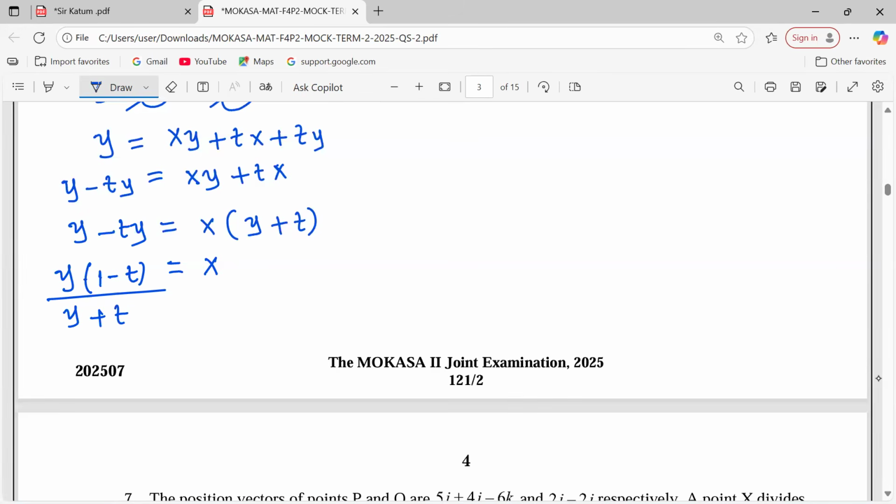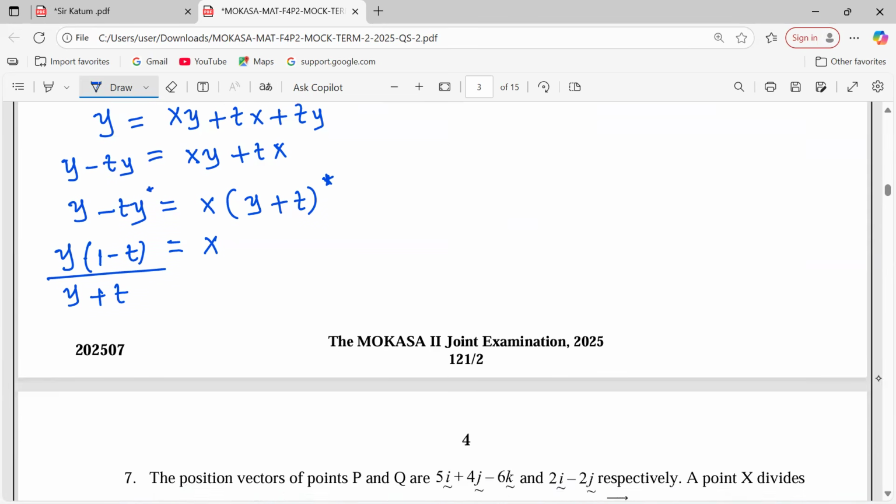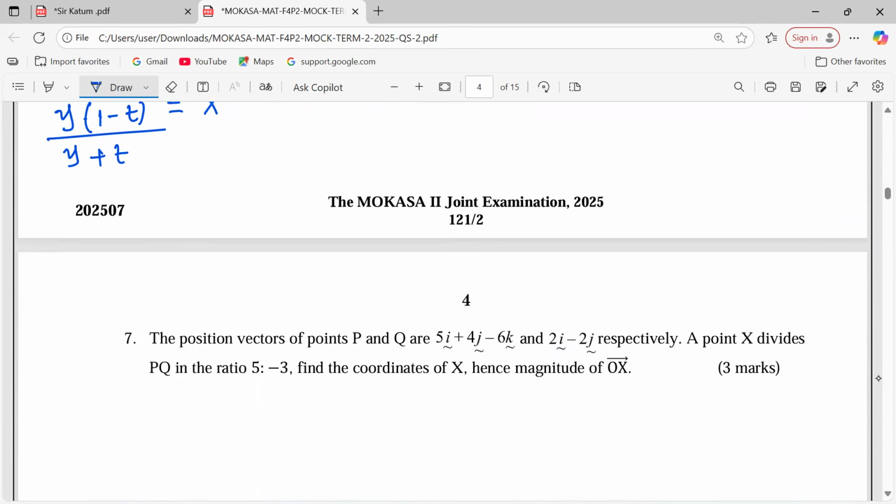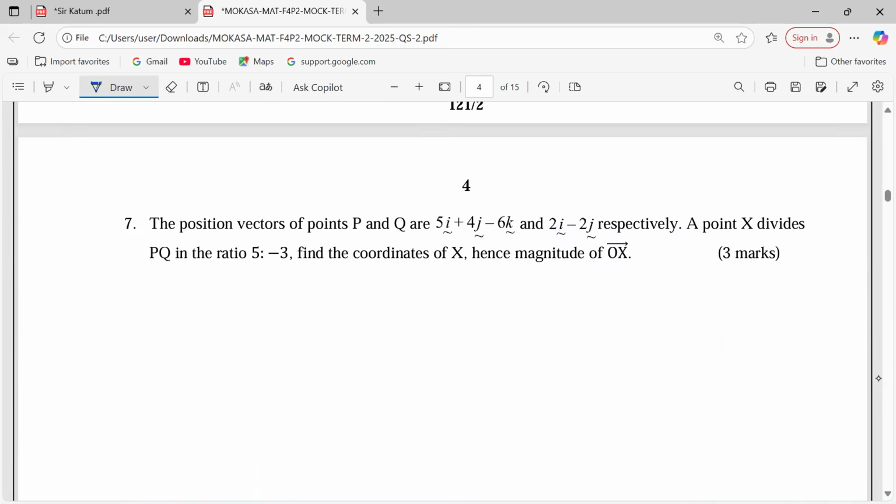So we've divided through by whatever multiplies x at this point. We've already made x the subject. It's also good to know that you cannot be penalized if you don't factorize here. Nobody can penalize you. You can have y minus ty, just as it is at this point. But it's also good to know that mathematical expressions should be left in their simplest forms.